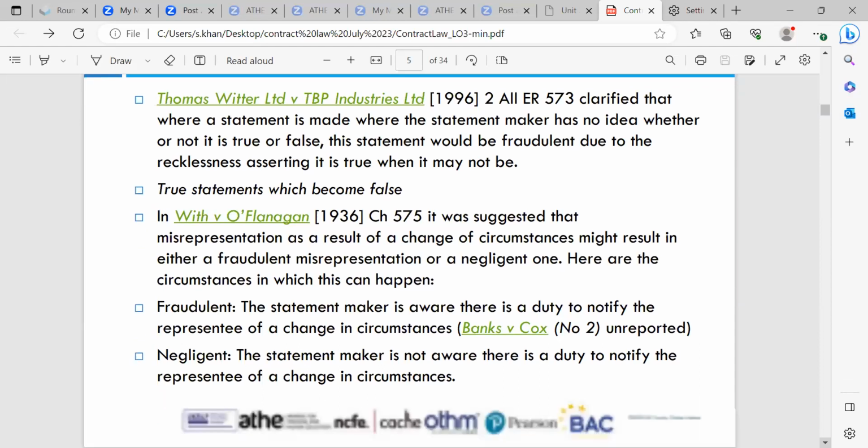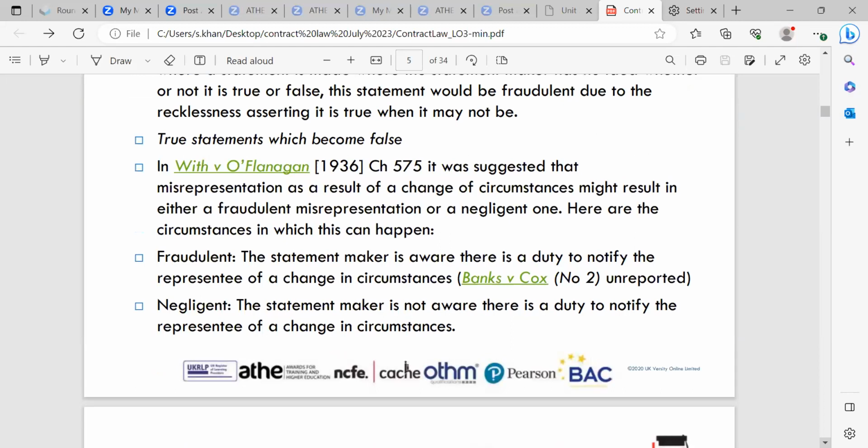So the next one is fraudulent, where the statement maker is aware there is a duty to notify the representee of a change in circumstances, as in the case of Banks and Cox, number 2, which is an unreported case. The next one is negligent, where the statement maker is not aware there is a duty to notify the representee of a change in circumstances.